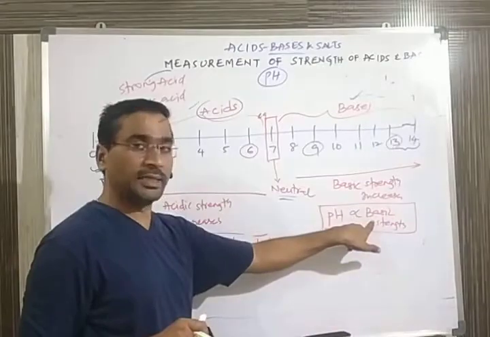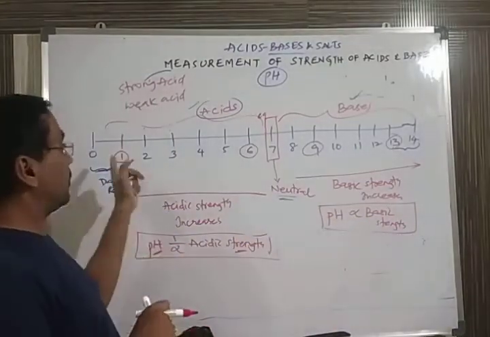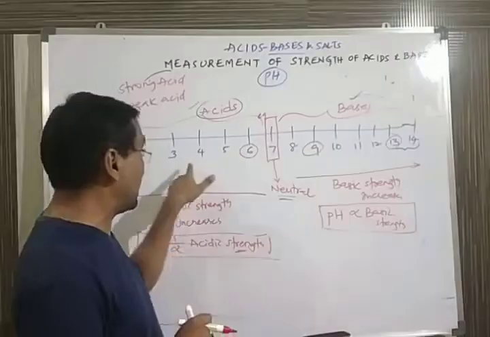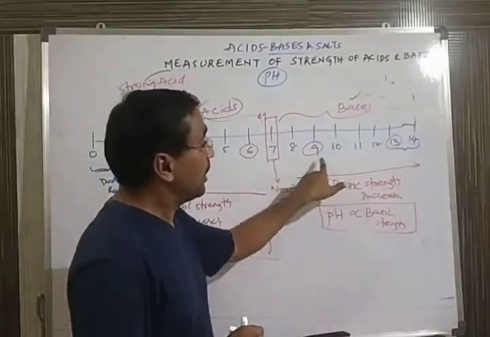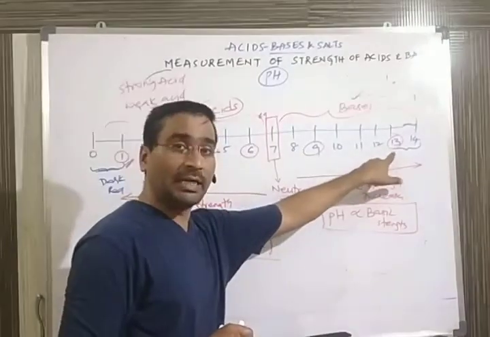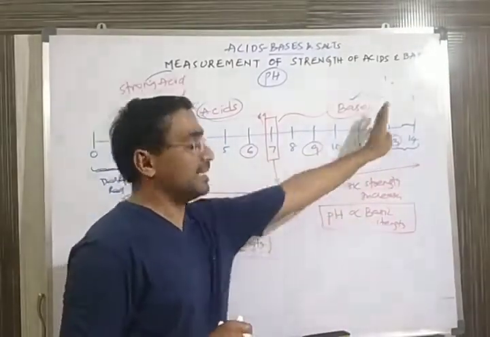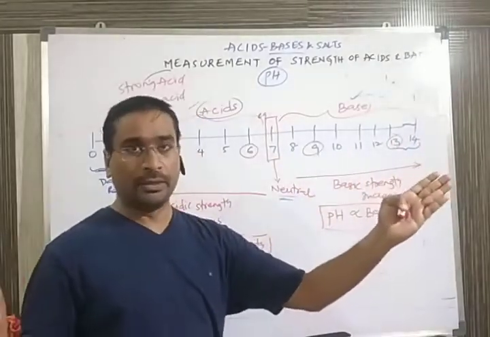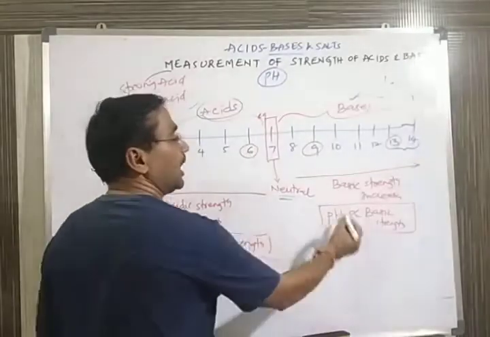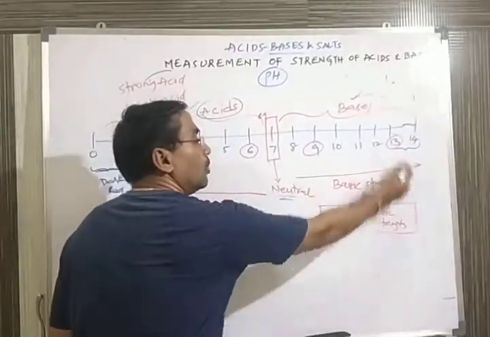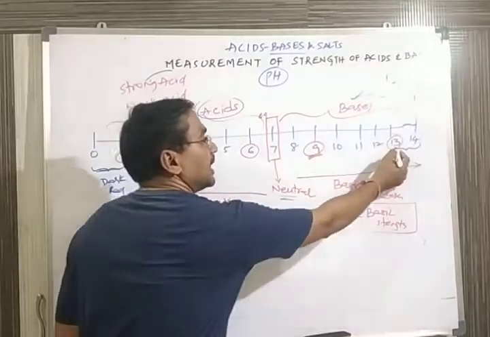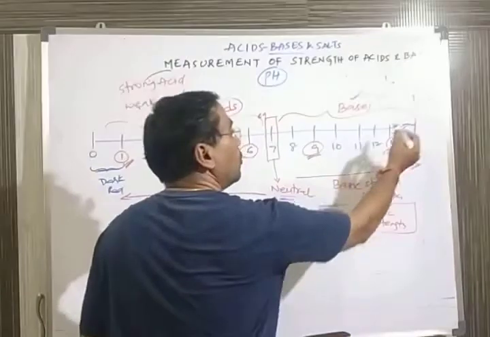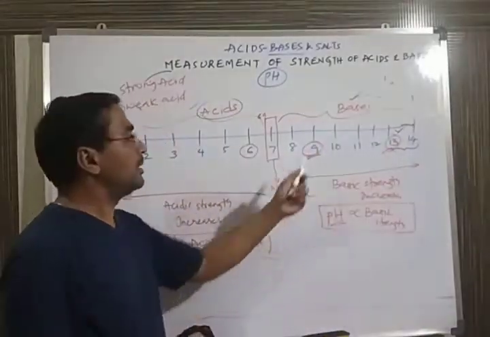Here you see it is inverse for acids: the less the pH value, the stronger the acid. But for bases, the more the pH value, the stronger the base. So don't get confused, children. Acids are different, bases are different. Among 9 and 13, numerically 13 is more, so it has more basic strength compared to this one.